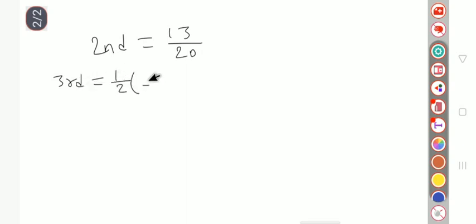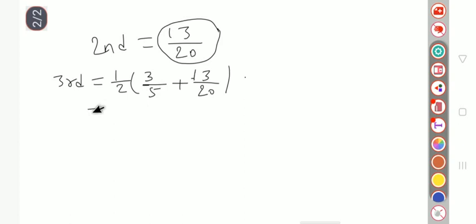Now for finding the third rational number, we just take 1 by 2. a we will take as 3 by 5, which we took earlier. In the place of b we will take the second rational number, so it will be 13 upon 20. Now we will solve this. So it will be 1 by 2. Here what is the LCM of 5 and 20? It will be simply 20.